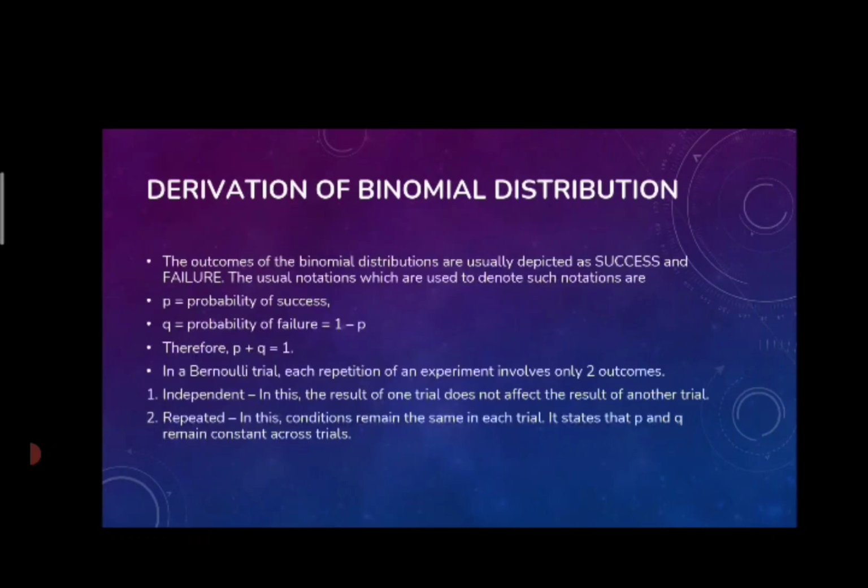Derivation of the binomial distribution. The outcomes of the binomial distribution are usually depicted as success and failure. The usual notations used are p is equal to probability of success, q is equal to probability of failure, that is equal to 1 minus p, therefore p plus q is equal to 1. In a binomial trial, each repetition of the experiment involves only two outcomes, and the trials are independent. That is, the result of one trial does not affect the result of another trial, like a fair coin. The conditions remain the same in each trial, which states that p and q remain constant across trials.